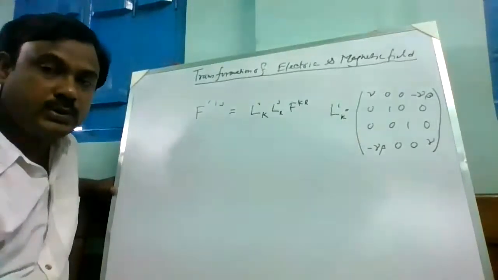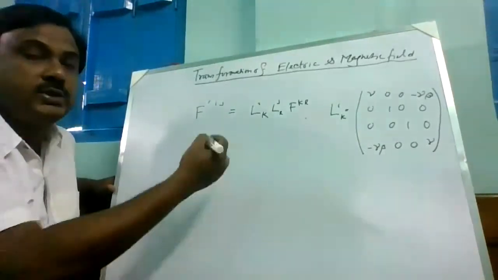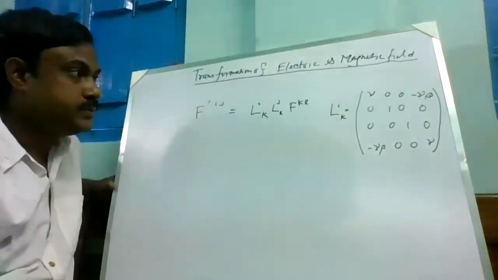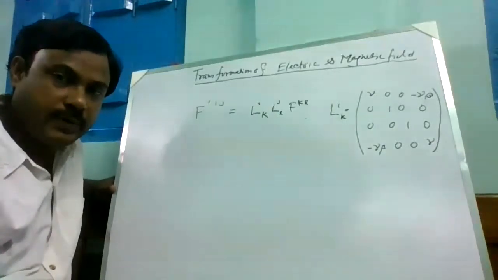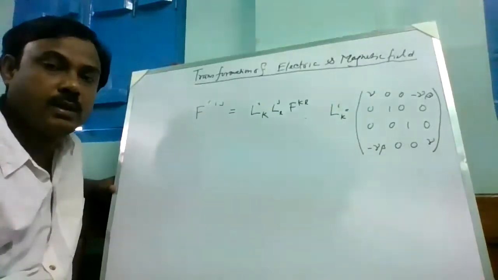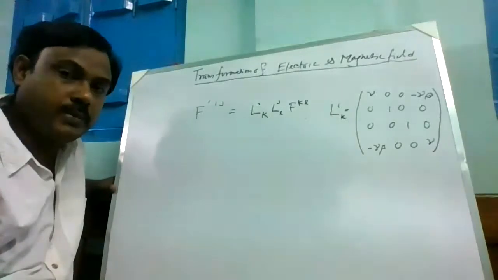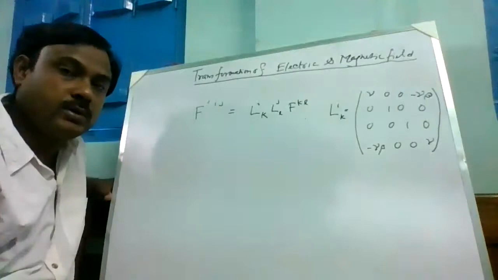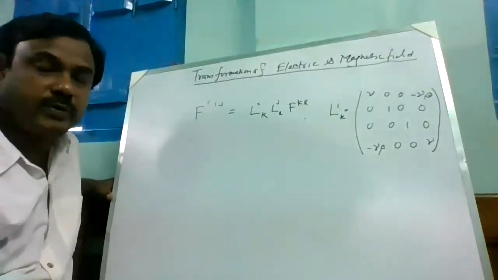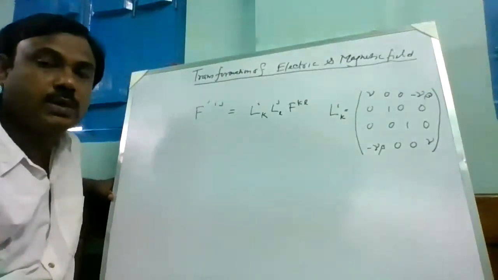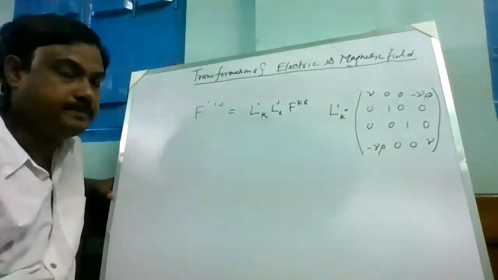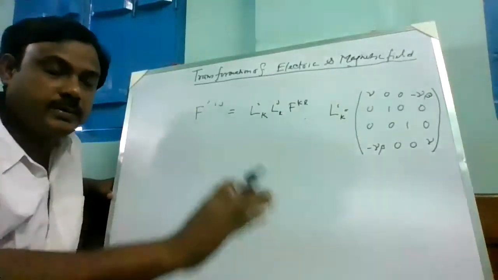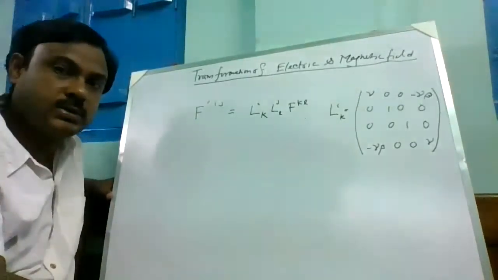Now, using this relation, we can find the relation between the different components of electric field and magnetic field between the prime coordinate and unprime coordinate. That means between the quantities in the moving frame and the quantities in the rest frame. Now there are two ways to perform this. The first way is very simple and straightforward.